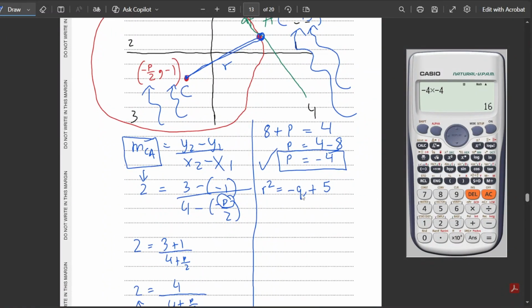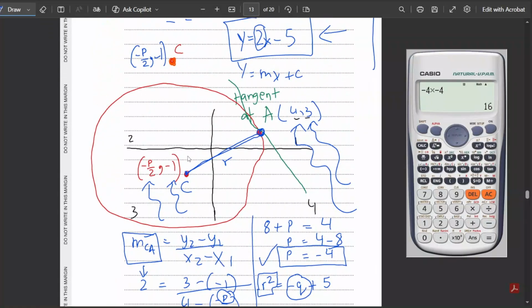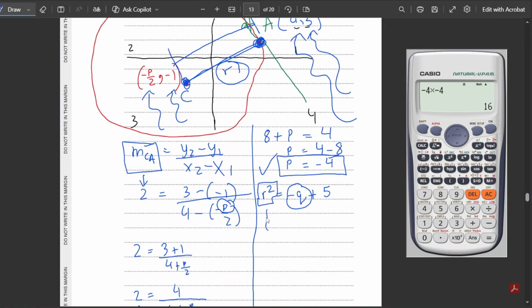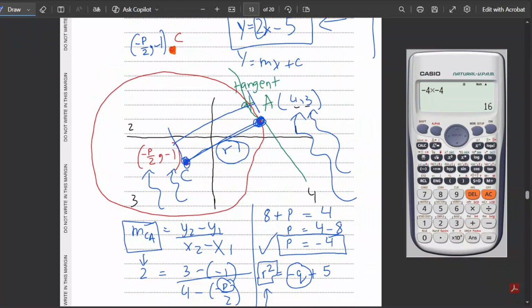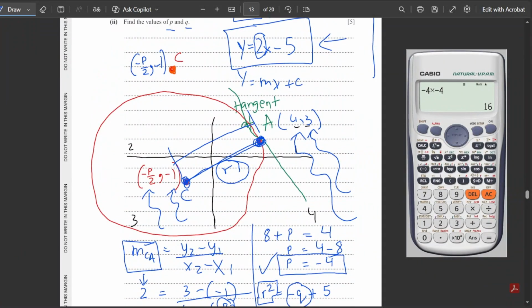Now I have to find q somehow. If I somehow figure out what this r squared is equal to, I can then solve this equation for q. So how can I figure out what r squared is going to be? From point C to point A, I can find out how much distance there is, and that distance is going to be the value of the radius. Because what is radius? Radius is just a distance between 2 points. Therefore, if I can find out the value of the radius, I can put that in here. And how do I find the value of the radius? Well, it's really simple. I just have to find the distance between point A and point C.